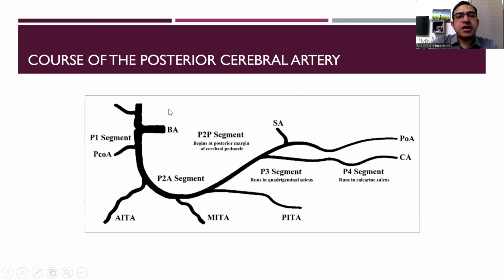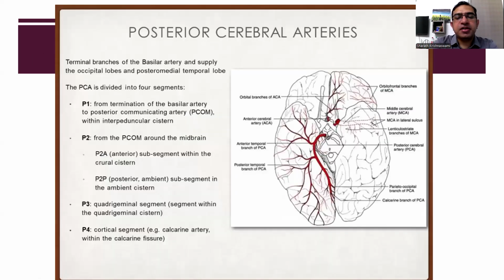So the posterior cerebral artery can be divided into the P1 segment, the P2A segment, P2P segment, the P3 segment, and the P4 segment. The posterior cerebral artery arises from the basilar artery. A different diagram which can give a better understanding of this is here.